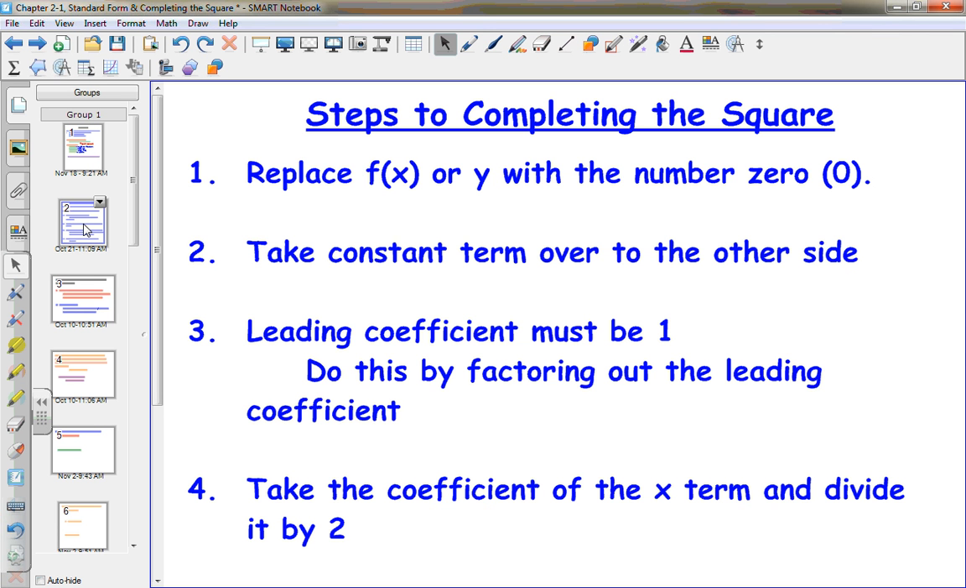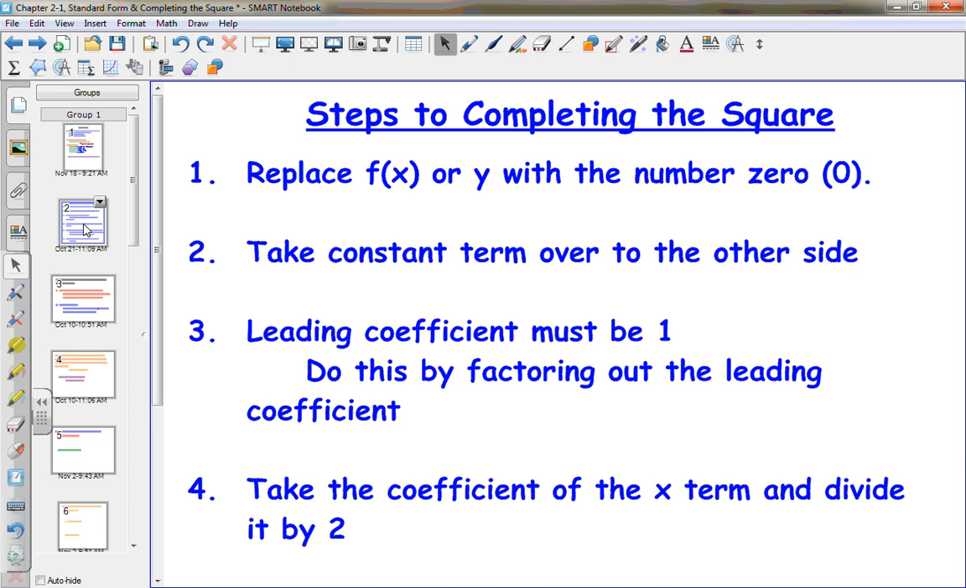Step 3, the leading coefficient must be 1. What's the leading coefficient again? It is the number in front of the variable that is squared, in front of the x squared term. That leading coefficient must be 1. If it is not 1, what we have to do is make it 1 by factoring out your leading coefficient. Not a GCF, but your leading coefficient. Do we all understand that?